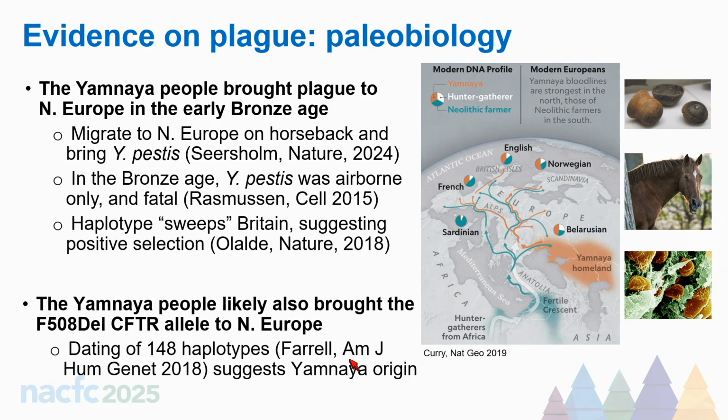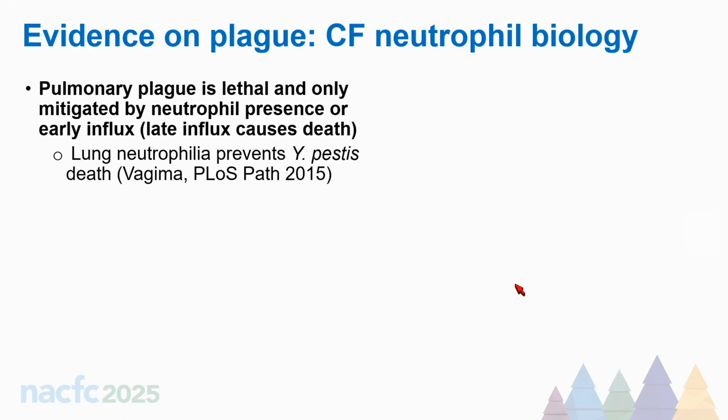Dr. Farrell and others, actually that's why he's one of my OGs, published this paper in 2018 that really sparked my interest, found that by analysis of 148 haplotypes in Europe, the Yamnaya people are most likely the ones who brought Delta F508 also to Northern Europe. We know that plague doesn't like neutrophils.